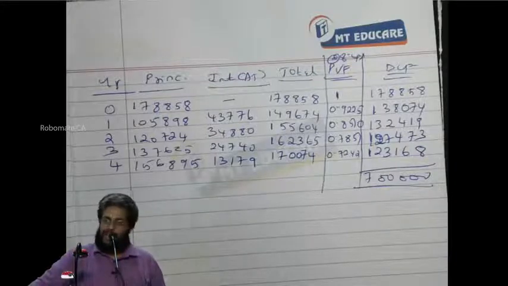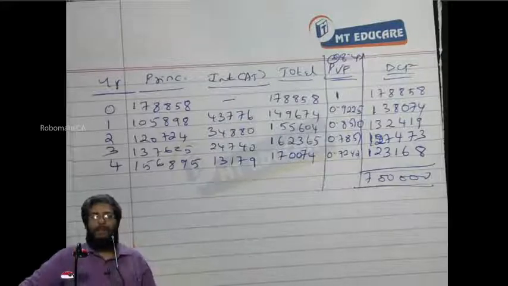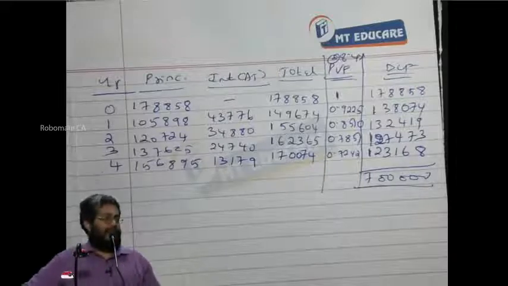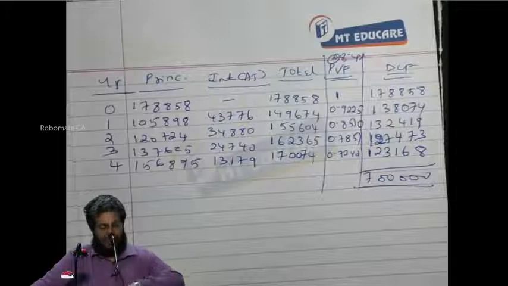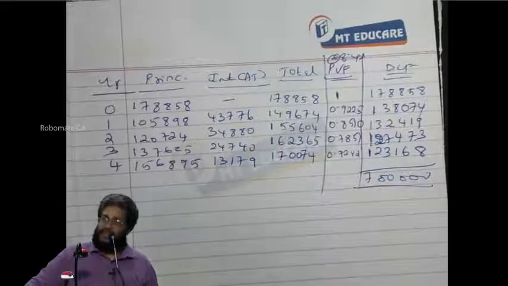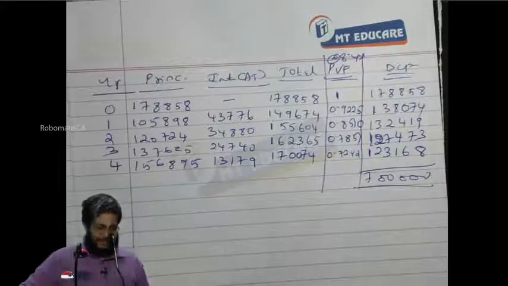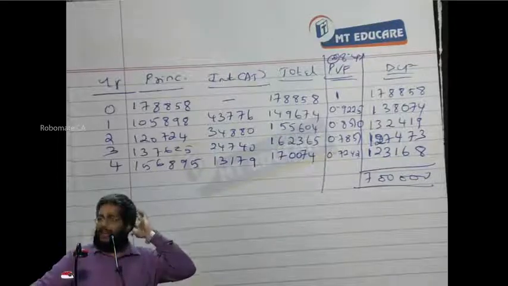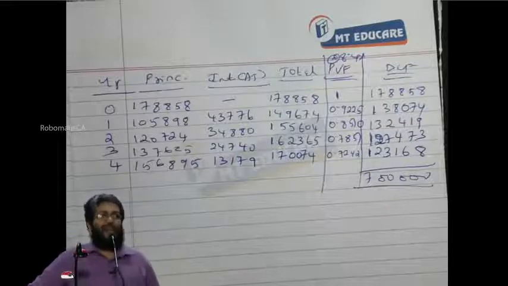First is what? Present value of principal repayment. Second is what? Present value of interest payment after tax.